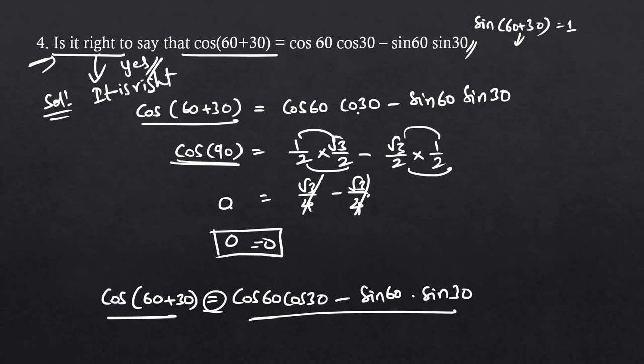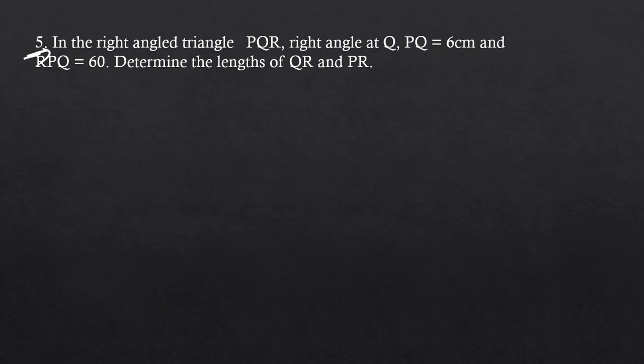So this is the fourth question. Now moving to the fifth question. Fifth question here. Solution. In a right angle triangle PQR. PQR is a right angle triangle, it is saying. We'll take a right angle triangle.